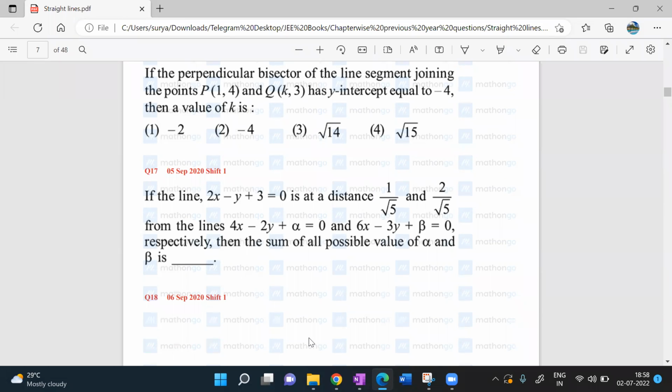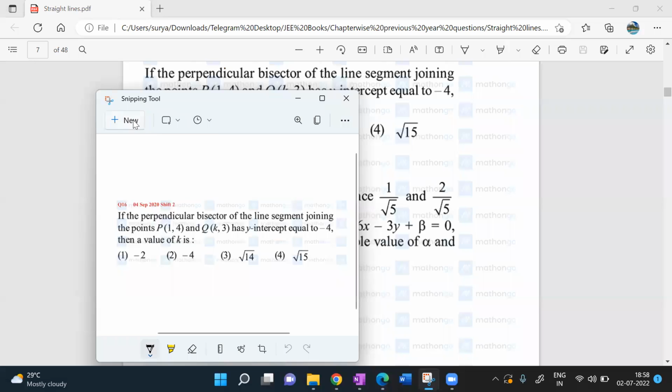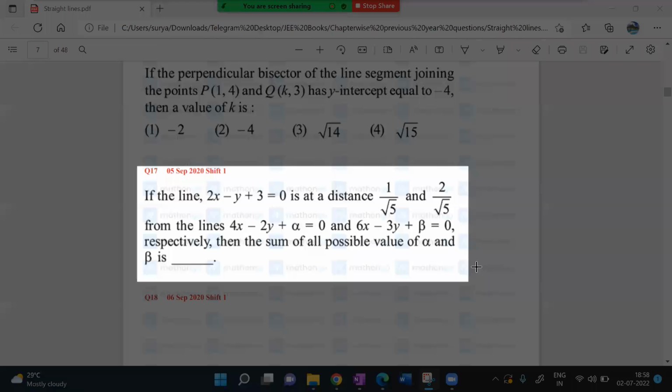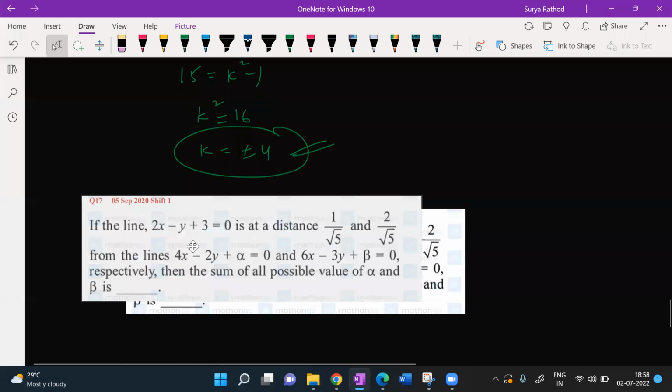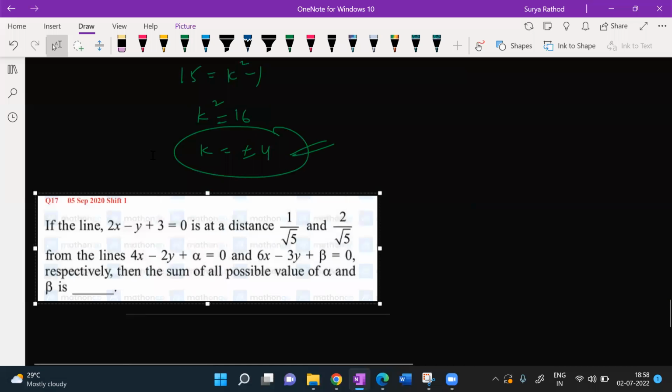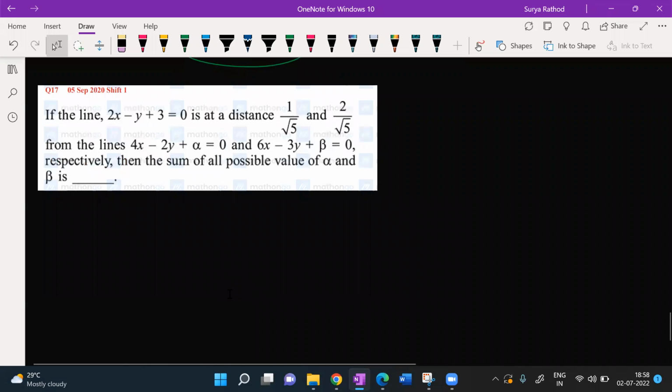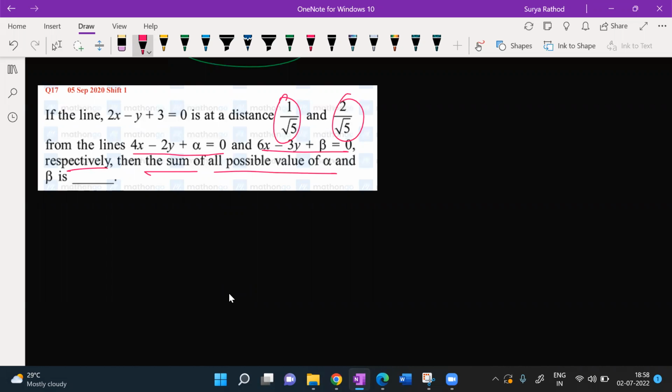Everyone solve this 17th one. What has he given here? If the line 2x minus y plus 3 is equal to 0 is at a distance of this and this from the lines this and this respectively, then find the sum of all possible values of alpha and beta. Very, very good question. Come on, make it fast.